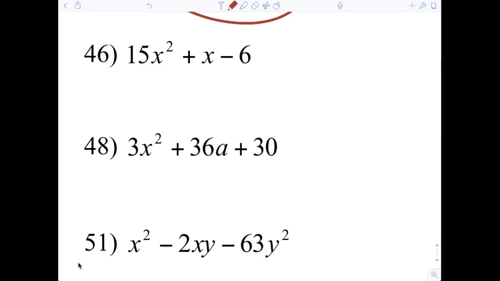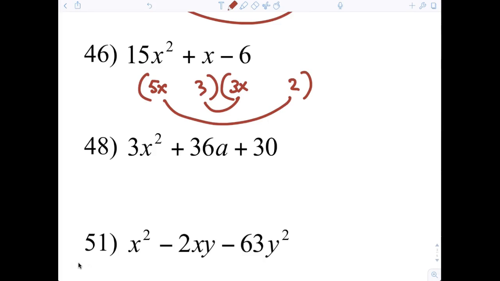15x squared plus x minus 6. What do we got? There is no GCF, so we're going with 5x and 3x. This time the 3 has to go on the left, and the 2 goes on the right. So 9 and 10.